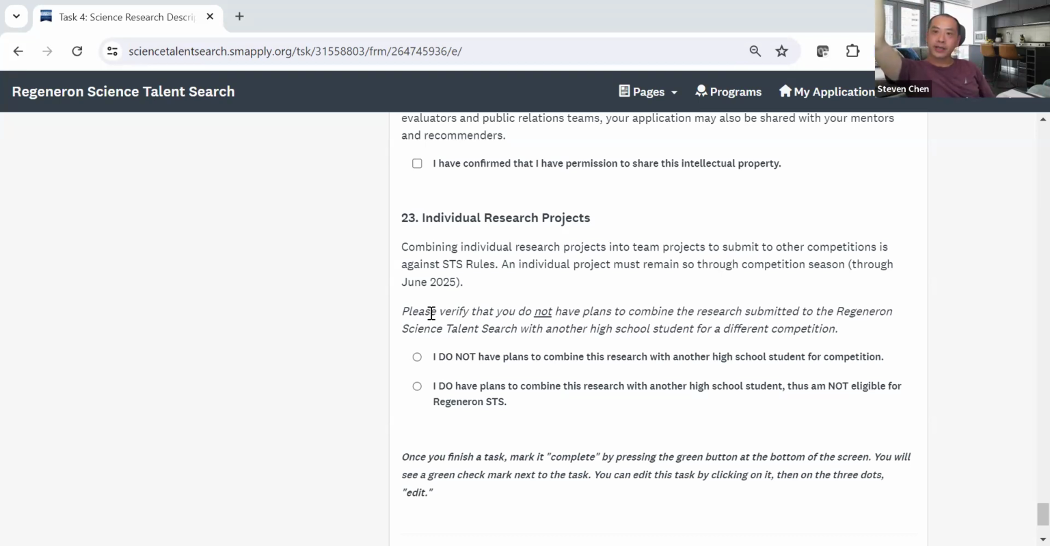But some people want to use the same project for their senior year science fair. There are some county science fairs as early as December, and they want to boost their chance to qualify. So they may try to combine their individual piece with someone else's work together for their science fair project. If this happens, you'll be disqualified from STS. Even though it happens after your submission, you'll be disqualified. Is it clear? So don't do it.